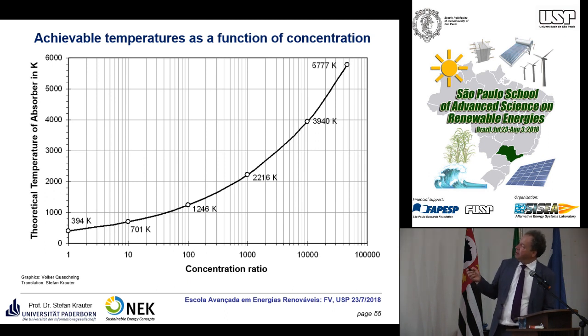So the maximum you can achieve is the maximum surface temperature of the sun. You cannot get more than that due to thermodynamic reasons. So you cannot create a higher temperature just by concentrating the light. This is the maximum you can achieve, at a concentration ratio of about 30,000 or 40,000.